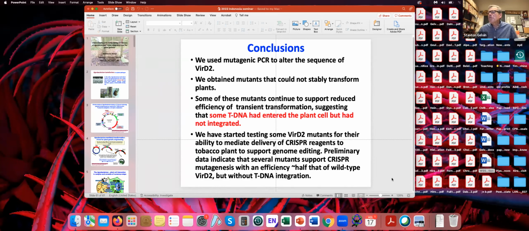So it's not going to be 100%, it may not even be 10%, but maybe a few percent of them will be at that region, at that particular locus. But you will also get T-DNAs elsewhere also.